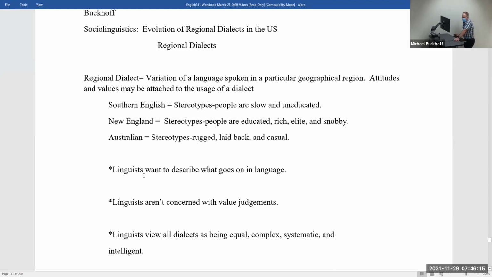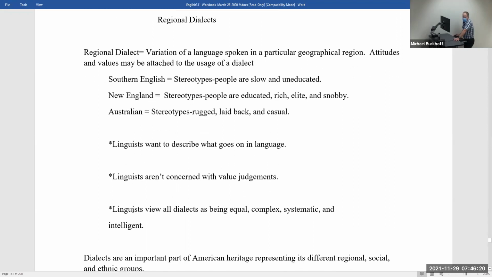Linguists, we describe what happens in the language. We're not concerned with value judgments. And this is an important point. Linguists view all dialects as being equal: complex, systematic, and intelligent. So from a linguistic point of view, there's not really a right or wrong way to speak English, but there's just differences in how people speak it based on where they live, what their socioeconomic level is, and so on and so forth.